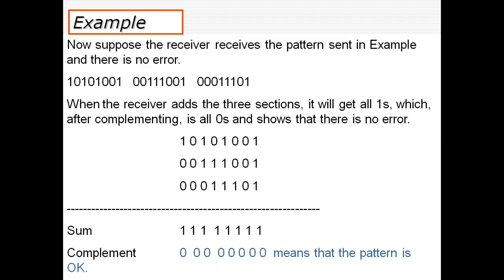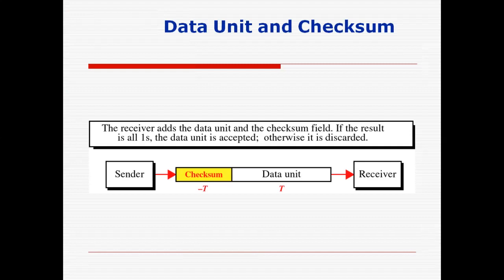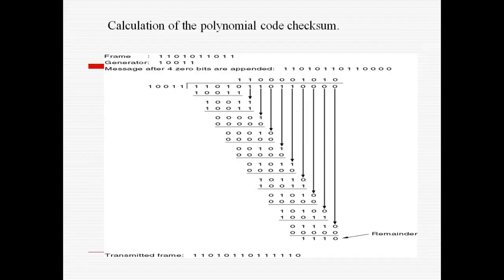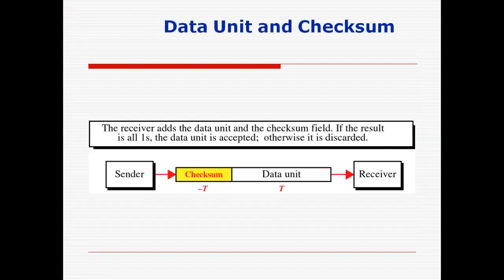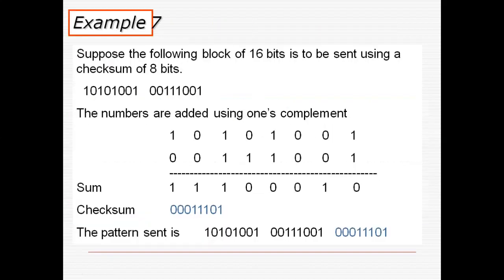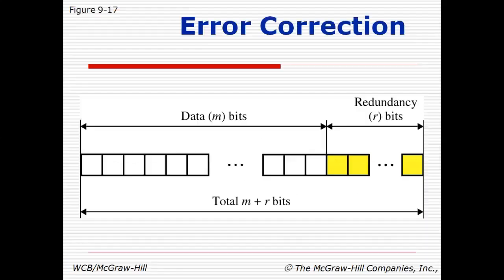Now I request you, please solve at least 2 examples of CRC. Change any bit and observe whether on the receiver end the remainder is 0 or not. Solve 1 or 2 examples with the checksum technique. The next important point is the error correction technique. In the next lecture, we will study the error correction techniques.